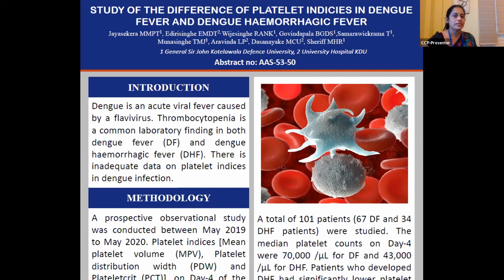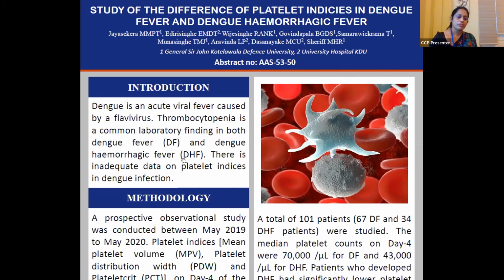Study of the difference of platelet indices in dengue fever and dengue hemorrhagic fever. As you all know, dengue is an acute viral fever with epidemics coming, and thrombocytopenia is a common laboratory finding. But there is inadequate data on platelet indices in dengue infection. We have studied PCV and other parameters, but not the platelet indices.